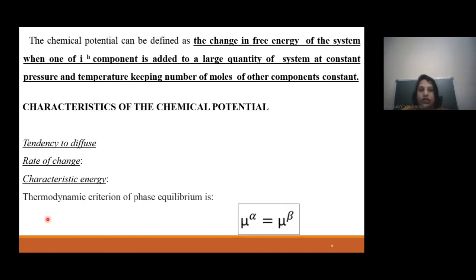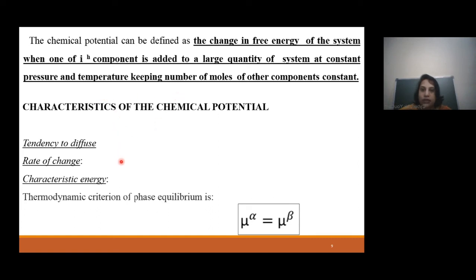The chemical potential is the change in free energy when one component, the ith component, is added to a large quantity of a system at constant pressure and temperature, keeping the number of moles of other components constant. Now chemical potential mu is an intensive property. It is the property which determines the reactivity of the system. A change in a system at constant pressure and temperature will proceed from a state of higher chemical potential to a lower chemical potential. Its value is uniform throughout the system.